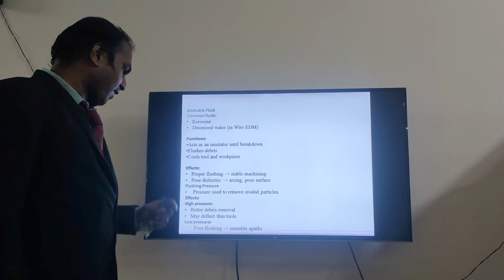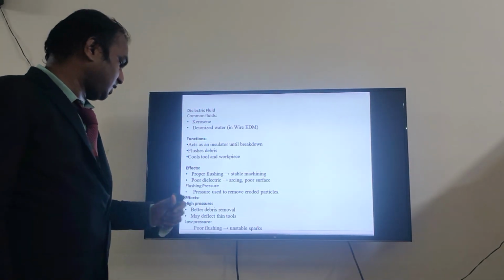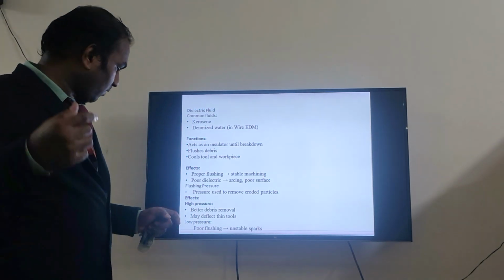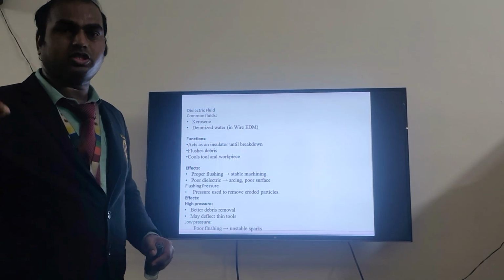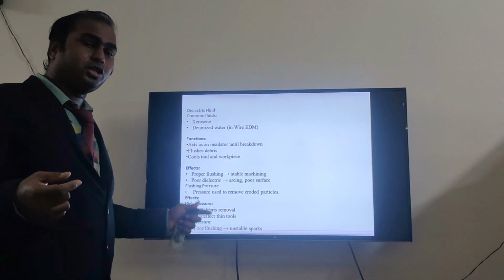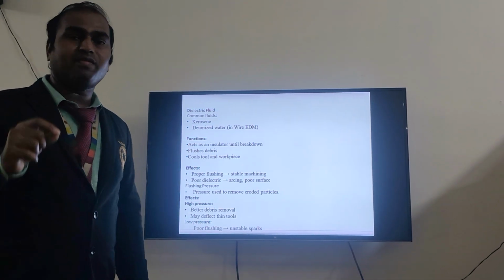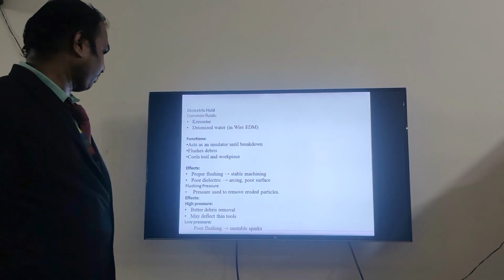The last one is effects. Normally we create the effects with high pressure. High pressure means higher flushing of debris from the workpiece, which reduces the tool wear, and lower pressure means an unstable spark will be generated and we will have an irregular finish, like scatter marks or debris on the workpieces.